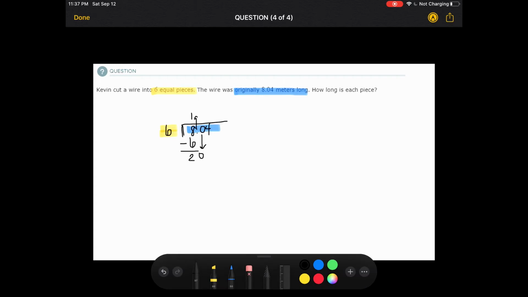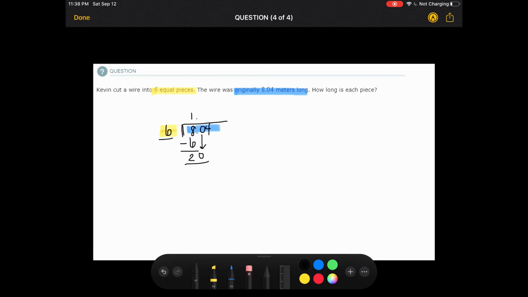Now, a lot of people say, okay, well, what do I do with my decimal? Your decimal is just going to pop right up, right into where that's supposed to be. So you're just going to literally just pop your decimal up. You're not going to do anything too fancy. Like if you were multiplying with decimals, you're just going to put your decimal place in the same place relatively as you're working it out.